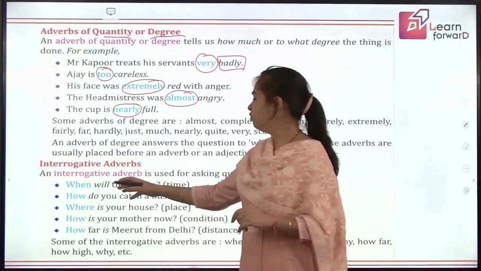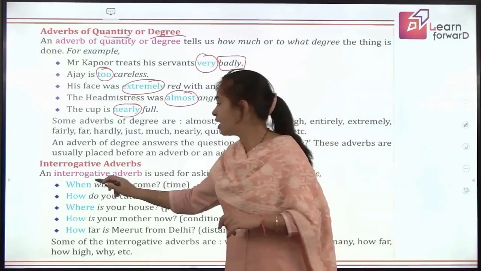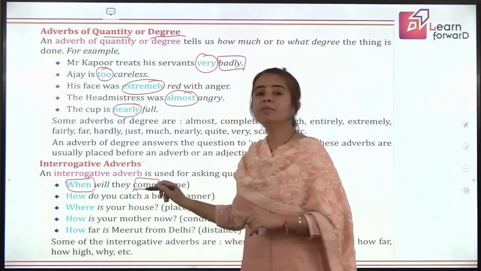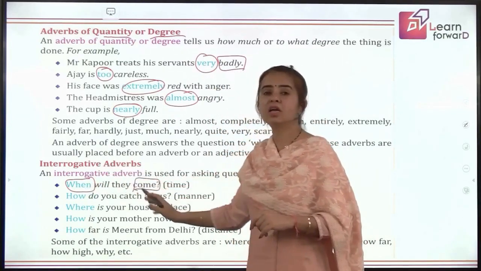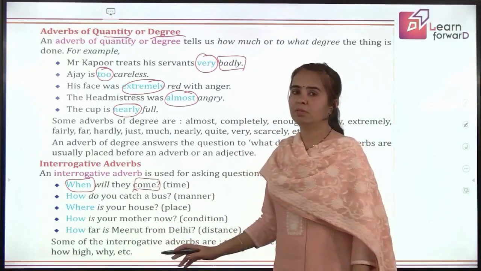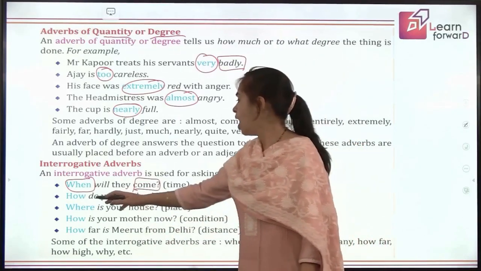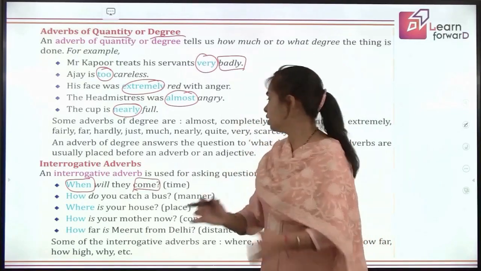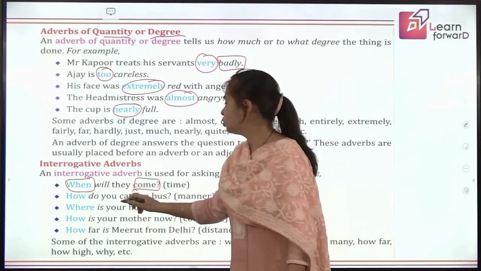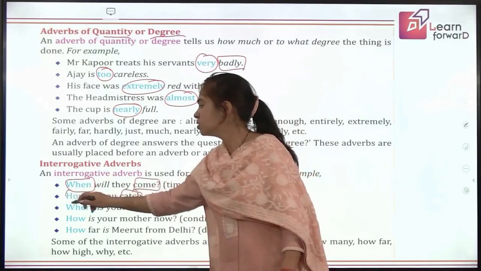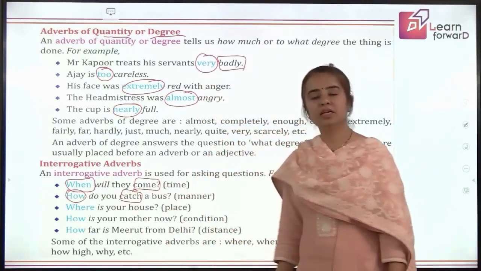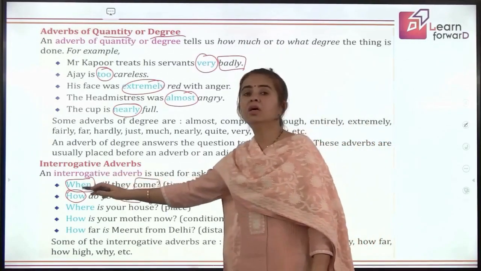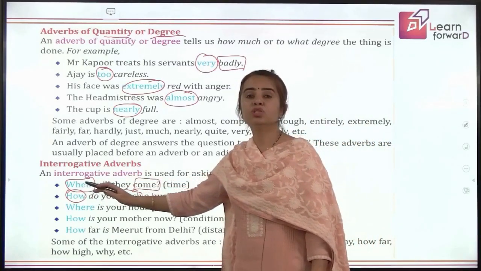Like, when will they come? Here we are asking about the time of their arrival. Come is a verb. Here when is asking about come. So it is an adverb, right? Interrogative adverb. How do you catch the ball? Now here we are asking the manner of catching the ball. This is the action, and this is the question related to it. It is an interrogative adverb.